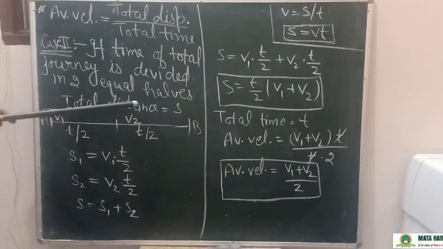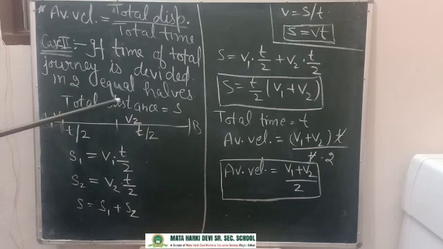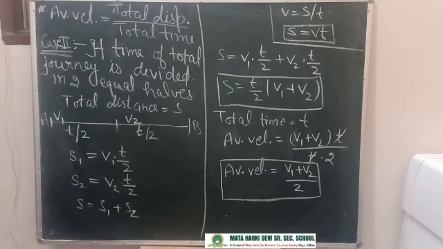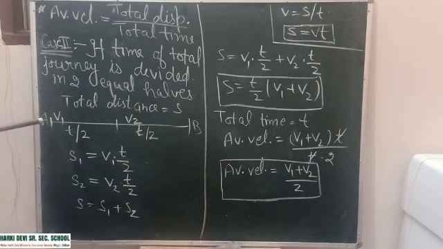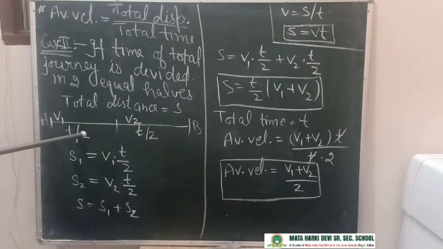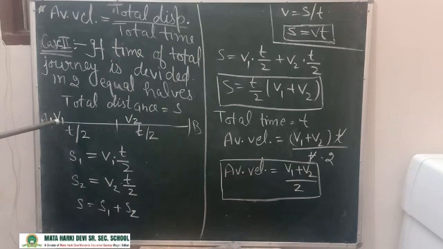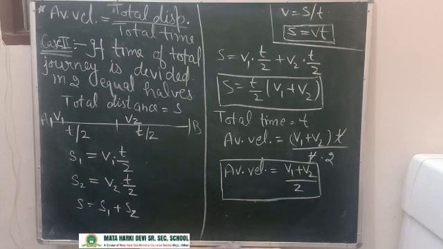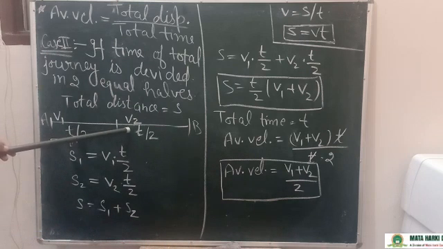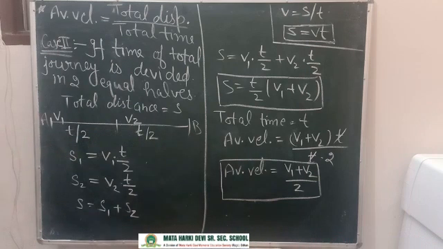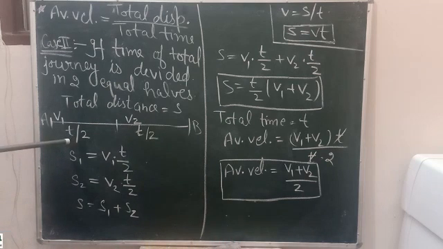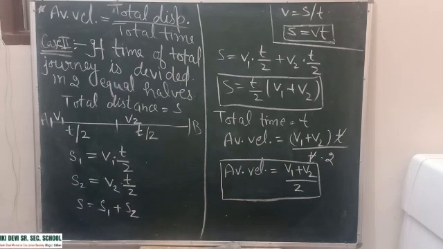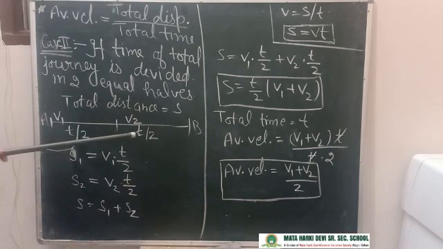Total distance here is s, with a specific direction. Let us assume this is the total distance A to B. For the first half, a vehicle moves with the velocity v1 and it takes time t by 2. For the second half, the vehicle moves with the velocity v2 and it takes time t by 2. Here we have divided the total time t into two parts, t by 2 and t by 2.